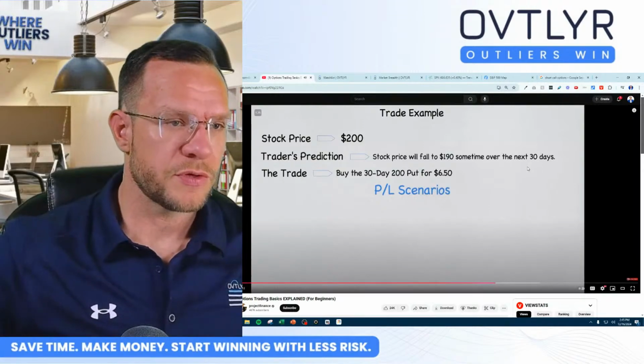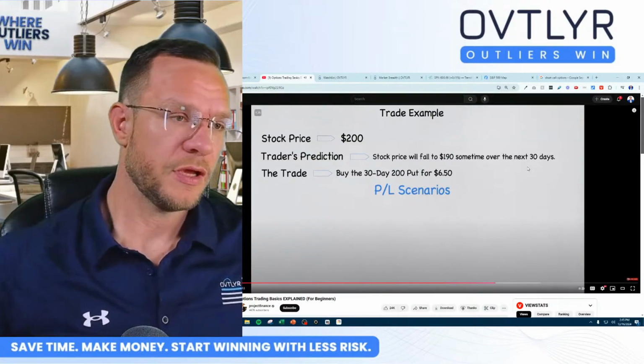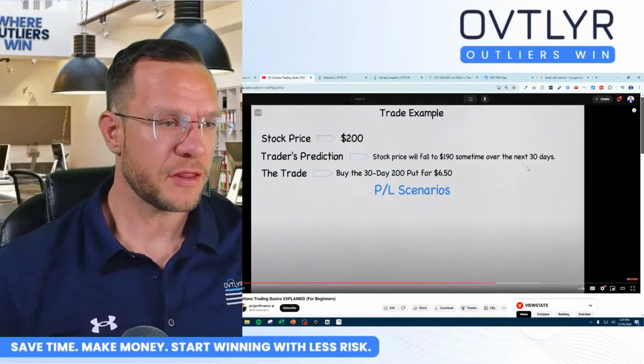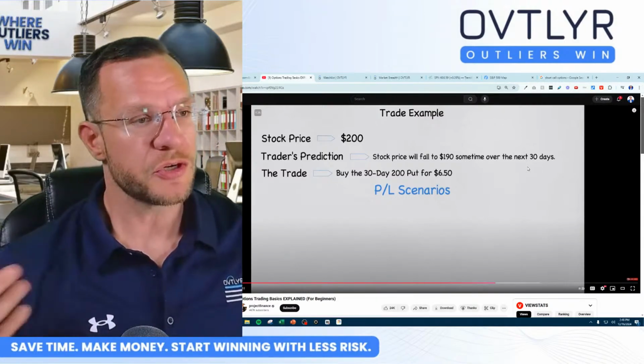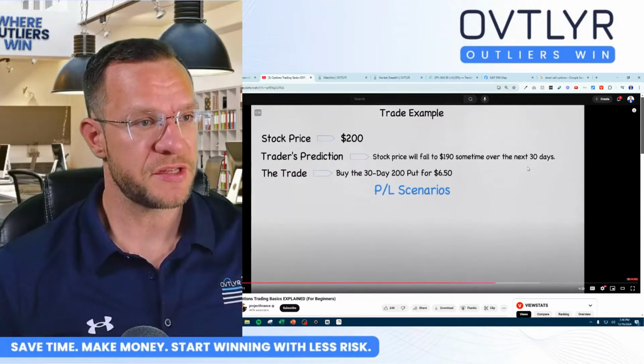So basically, right, again, the put can be in the money, it can be at the money, it can be out of the money. As long as you're buying the put, you have a bearish stance on the trade.